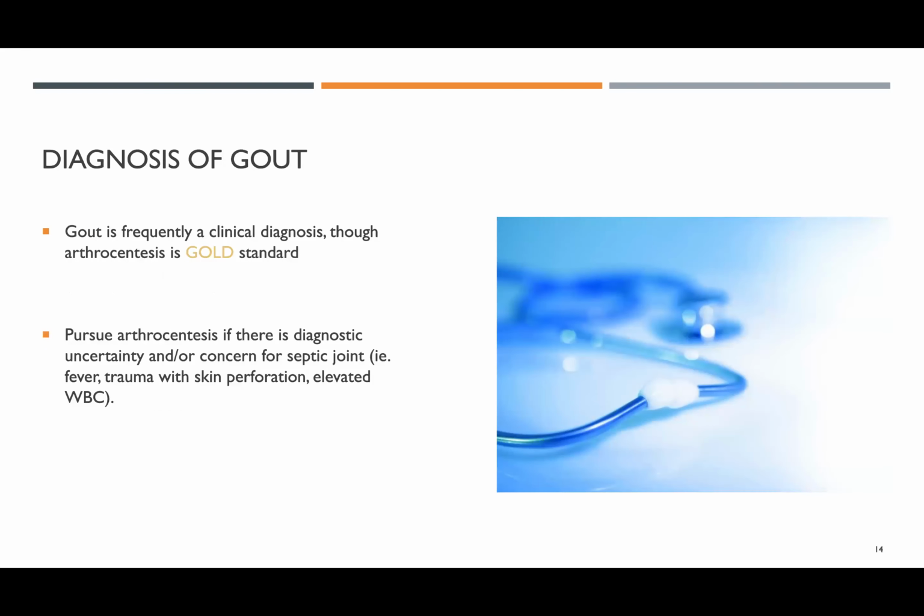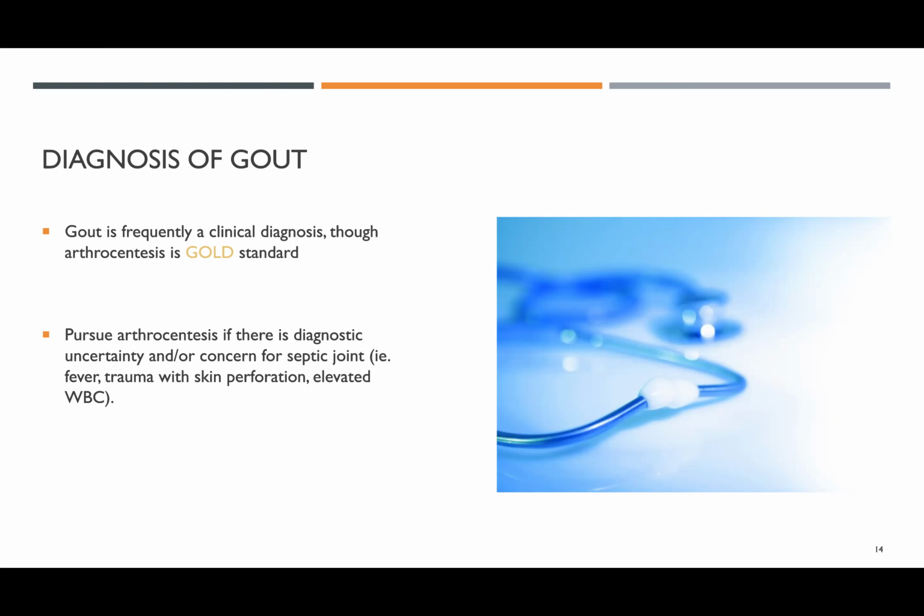So the diagnosis itself: the gold standard for gout diagnosis is arthrocentesis, but frequently you can diagnose a gout flare clinically. As I mentioned, you just have to have a high suspicion if you're going to make that solely clinical diagnosis that we're not concerned about a septic joint, meaning that the patient's not having fevers, not having any recent trauma to that joint with skin perforation, not having an elevated white count on CBC. Because if there's any suspicion whatsoever of a septic joint, you should pursue an arthrocentesis to rule that out.